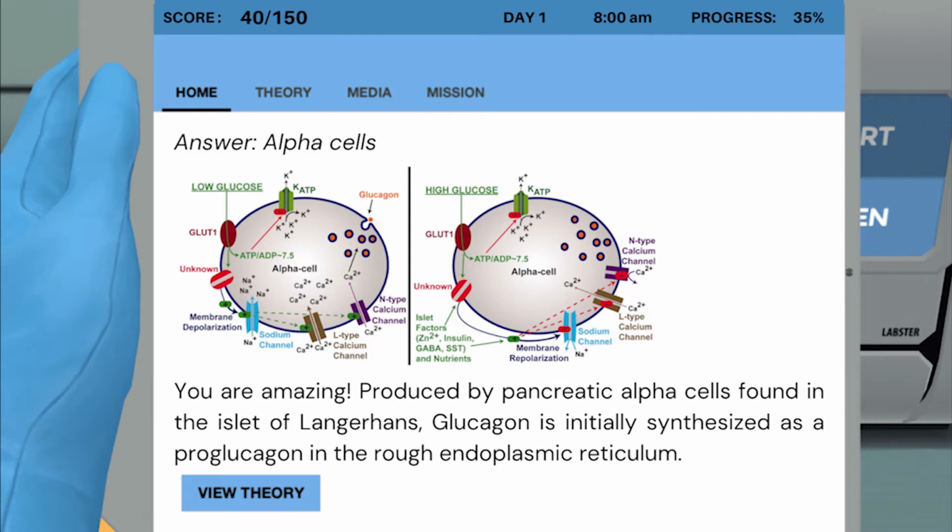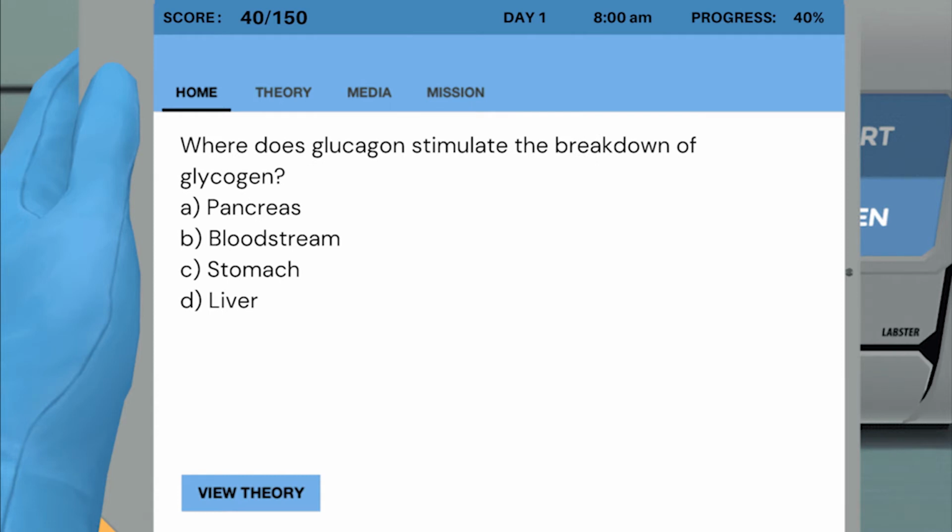Since there are low glucose levels in the blood, this means that there is also a low membrane polarization inside the cell, meaning that calcium channels will open and cause calcium ions to enter the cell. This will then bind with the vesicles containing glucagon and help it fuse with the cell membrane, allowing the glucagon to be released into the bloodstream. Where does glucagon stimulate the breakdown of glycogen?